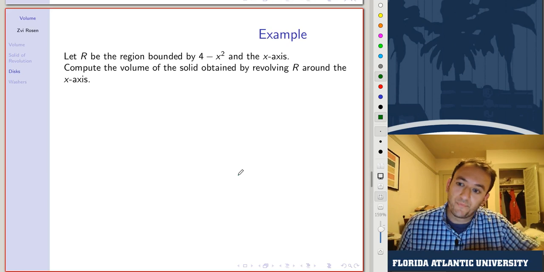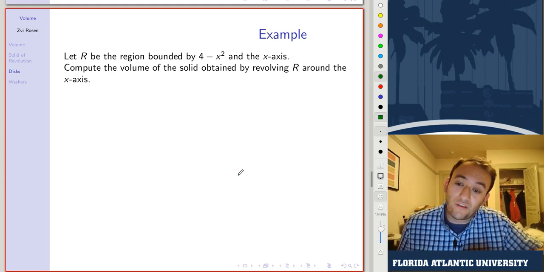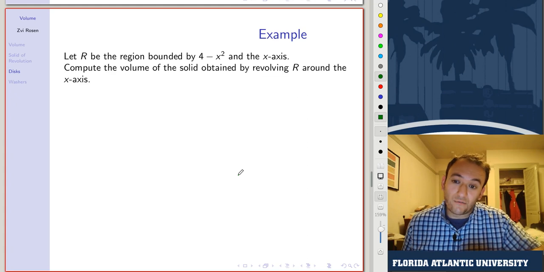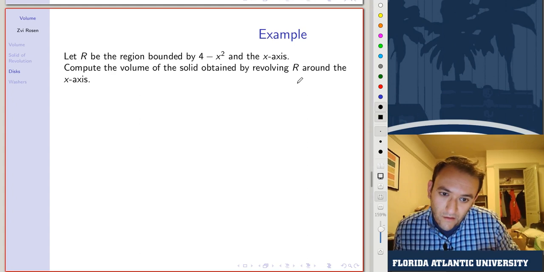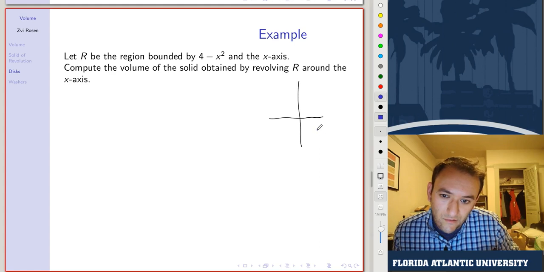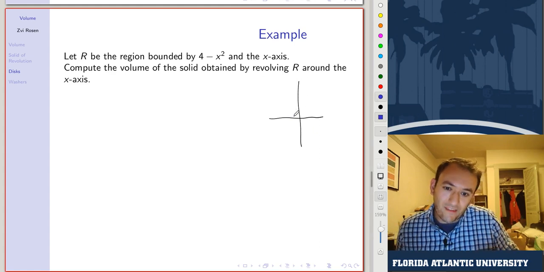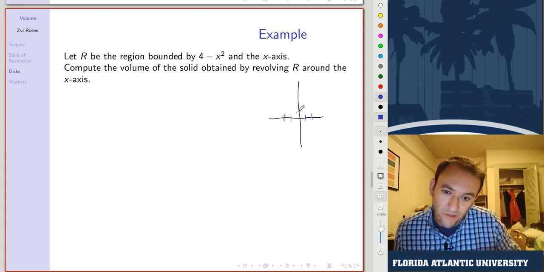Let's do an example. Let R be the region bounded by 4 minus x squared and the x-axis. Compute the volume of the solid obtained by revolving R around the x-axis. So let's first draw the situation that we're looking at. So here's our axes. And we have the region 4 minus x squared and the x-axis. So 4 minus x squared is a parabola which sits here.